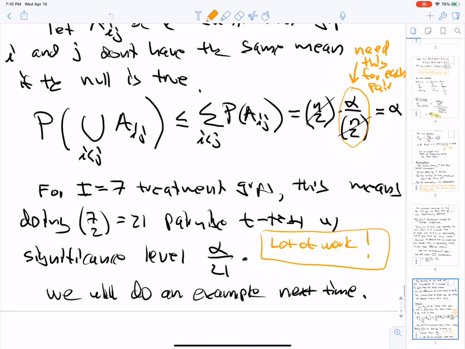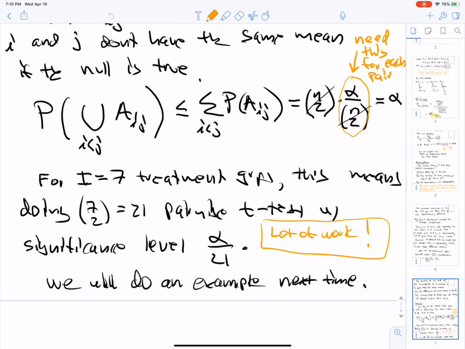So for example, for I equals 7 treatment groups, this means doing 7 choose 2, or 21, pairwise t-tests with significance level alpha over 21. Wow, 21 pairwise t-tests, that's a lot of work.